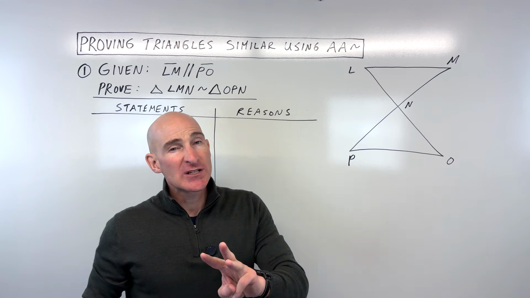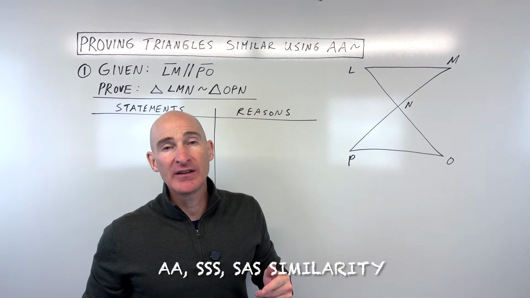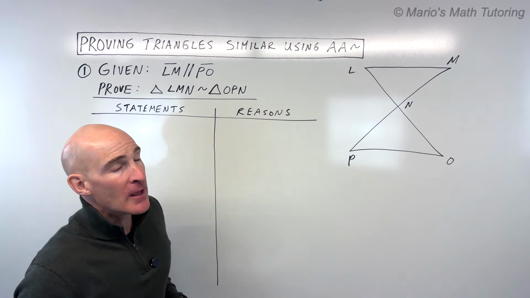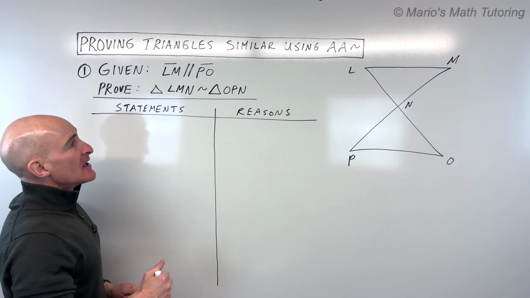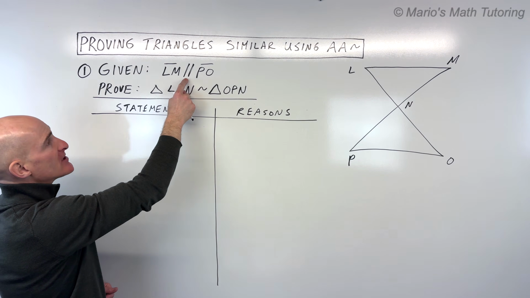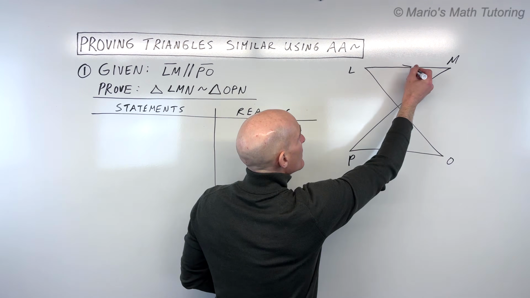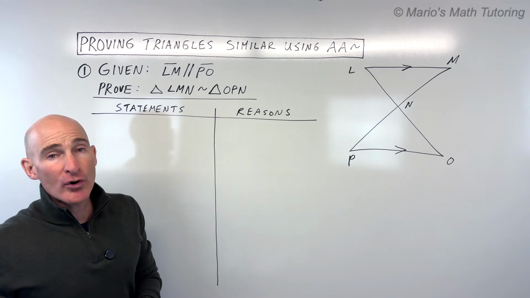But there's three different ways to prove triangles similar. There's the angle-angle, there's the side-side-side similarity, and then there's the side-angle-side. But for this video, you're going to learn about the angle-angle. So when you do these proofs, just like we did when we proved triangles congruent, it's kind of the same idea. You look at the givens and you say to yourself, okay, LM is parallel to PO. Let's go ahead and label the diagram just so we don't have to remember that in our minds. And think of the givens as like a clue or a hint.